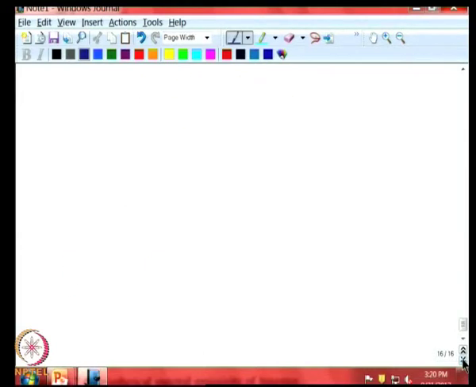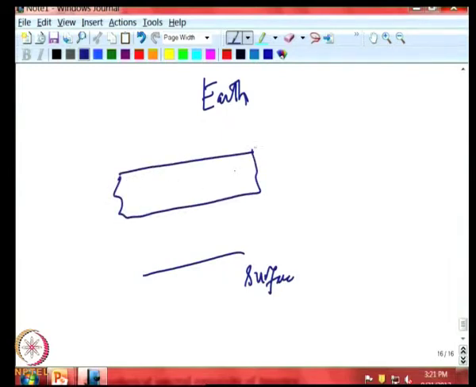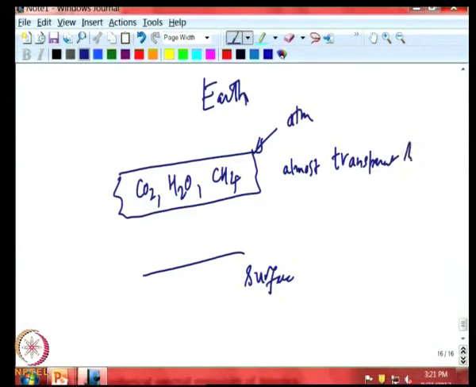The same thing happens on earth. On earth, you have the surface of the earth and you have an atmosphere containing gases like carbon dioxide, water vapor, methane, which are almost transparent to solar radiation, but opaque to radiation from Earth's surface.